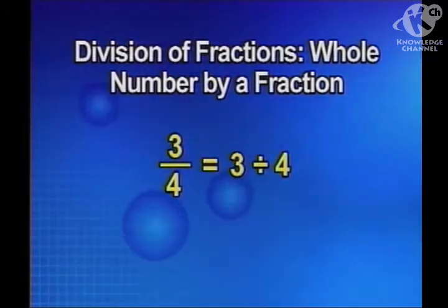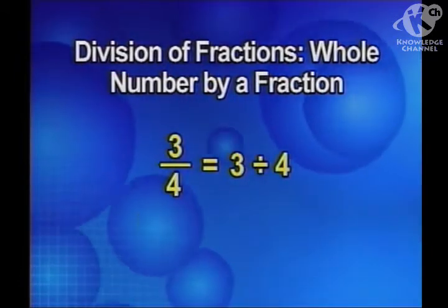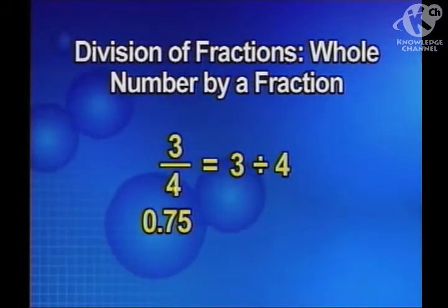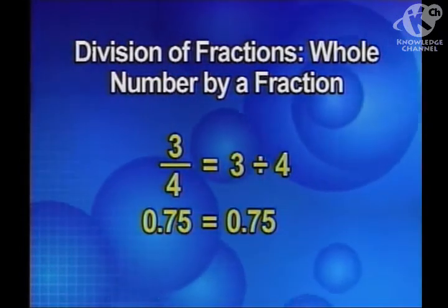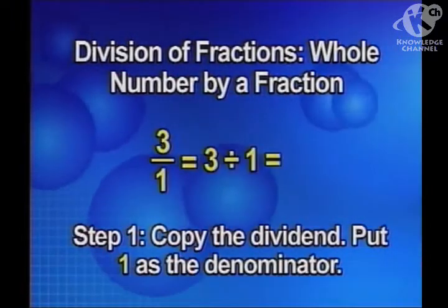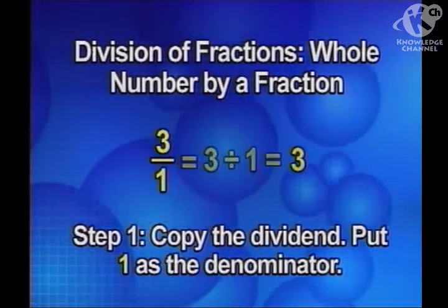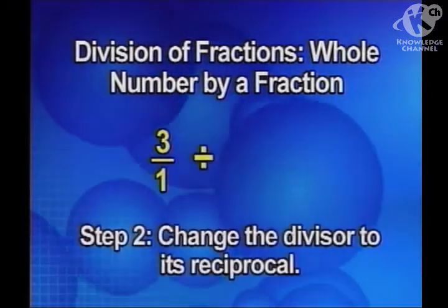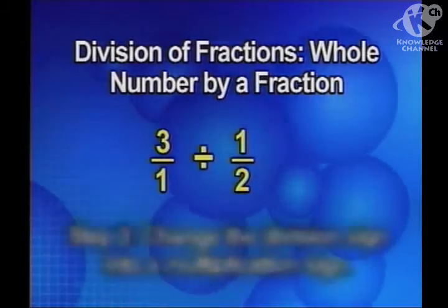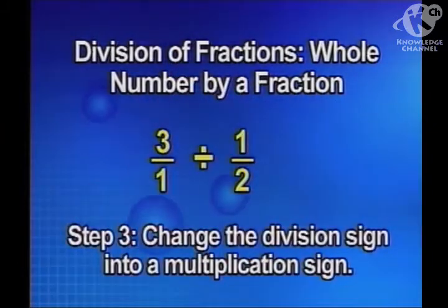The fraction 3/4 is equal to the decimal 75 hundredths. 3 divided by 4 is also equal to 75 hundredths. So, 3 over 1 or 3 divided by 1 is equal to the whole number 3. Right. Next, we change the divisor 1/2 to its reciprocal. Then, we change the division sign to a multiplication sign.